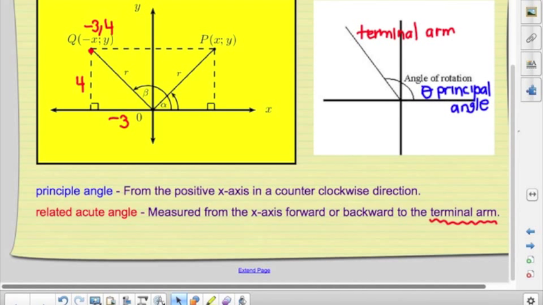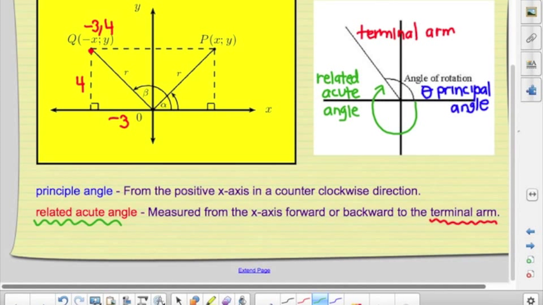And the related acute angle. The related acute angle is measured from the x-axis forward or backward to the terminal arm. So just going from 0 degrees in a counterclockwise direction is your principal angle, and backwards now would be your related acute angle. So whenever they ask you to solve for theta, you're also going to be asked to solve for the related acute angle as well.